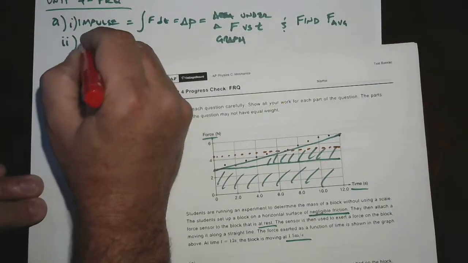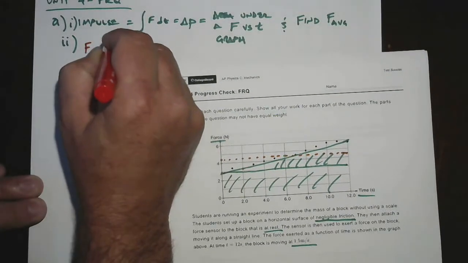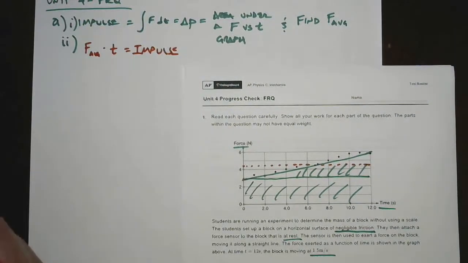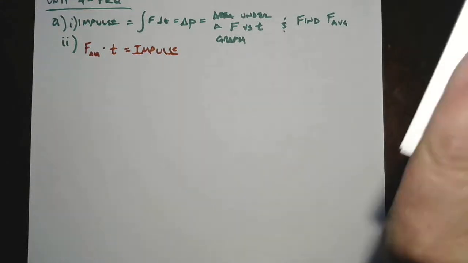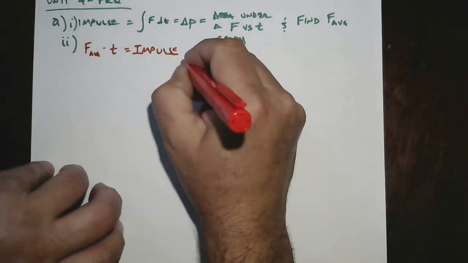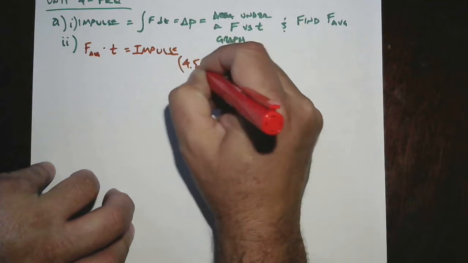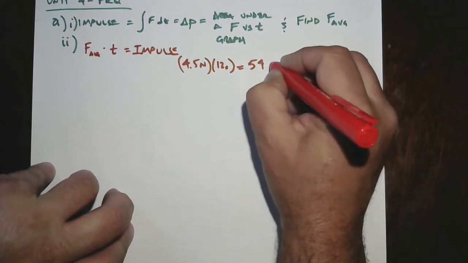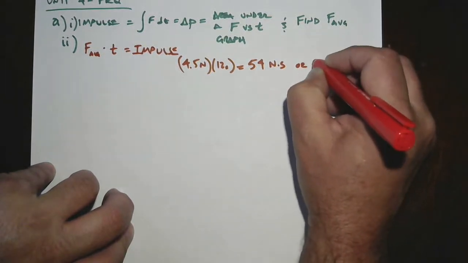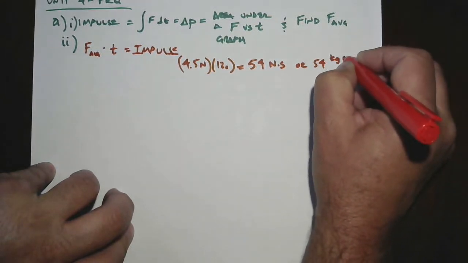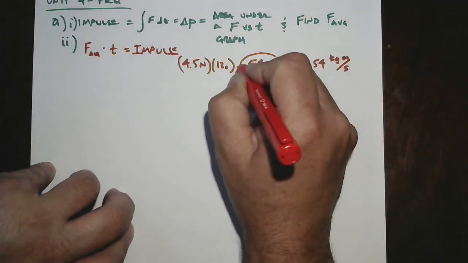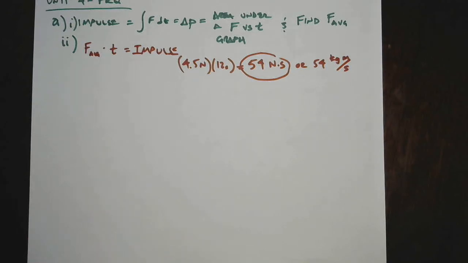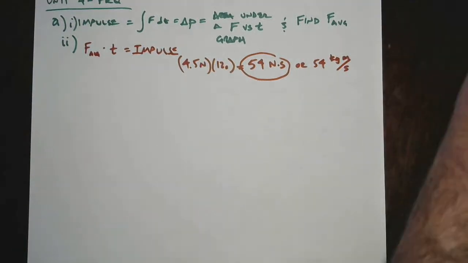Let's go ahead and do this. I'm going to say that the average force times the time is going to be the impulse. And the average is 4.5 newtons. So 4.5 newtons times 12 seconds gives us a grand total of 54 newton seconds, or 54 kilogram meters per second, either way. There we go. Okay, so that's, oh, I changed to red. What a crazy man. That's section II under A.